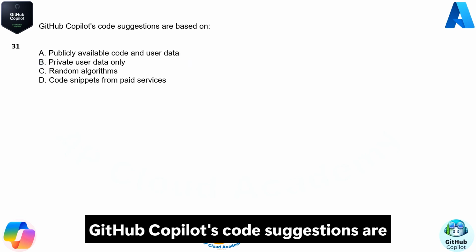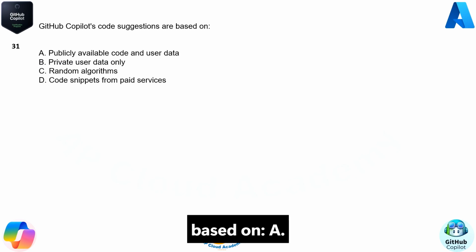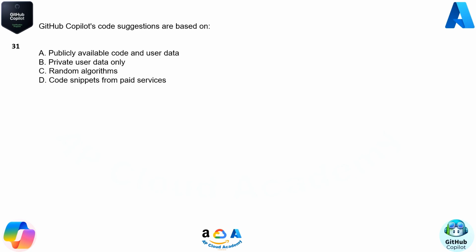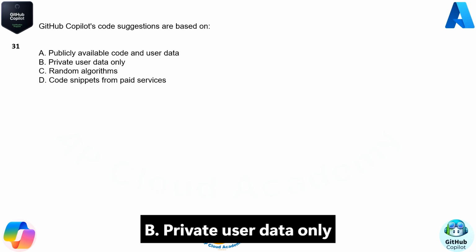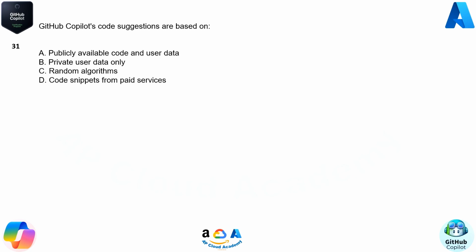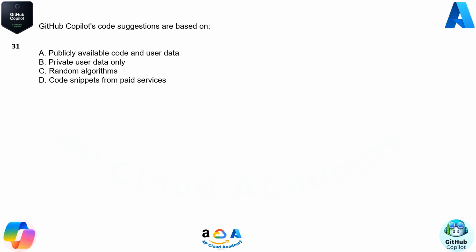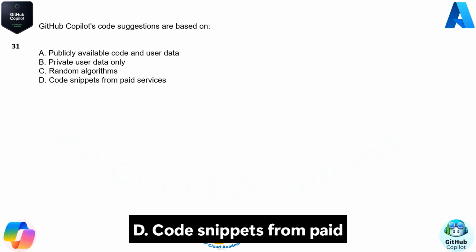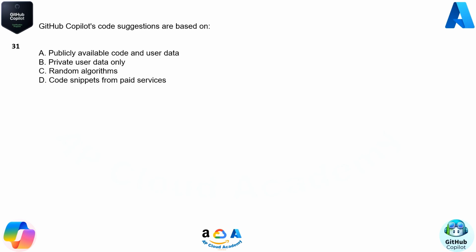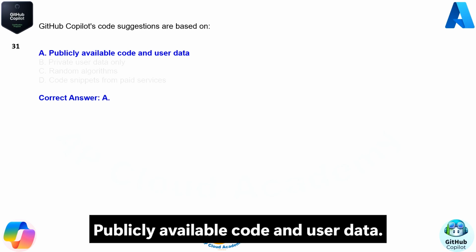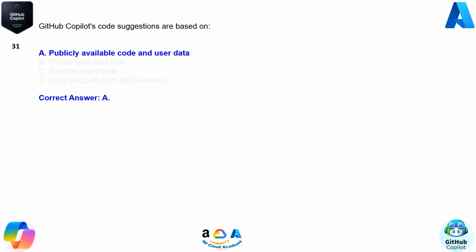GitHub Copilot's code suggestions are based on A. Publicly available code and user data. B. Private user data only. C. Random algorithms. D. Code snippets from paid services. Correct answer, A. Publicly available code and user data.